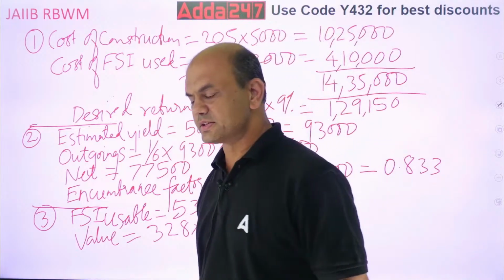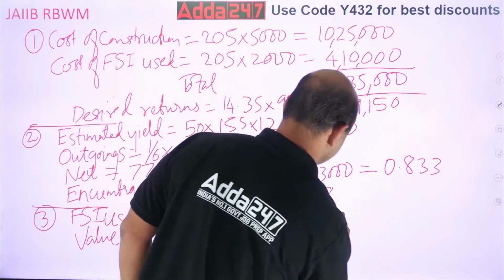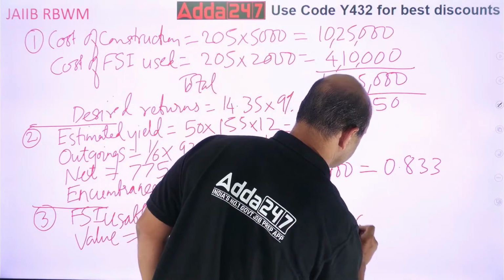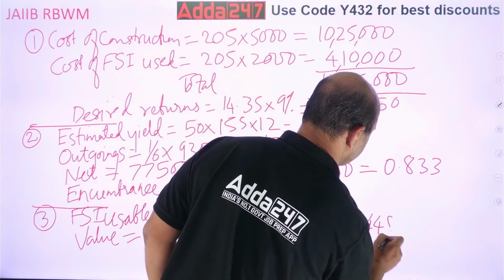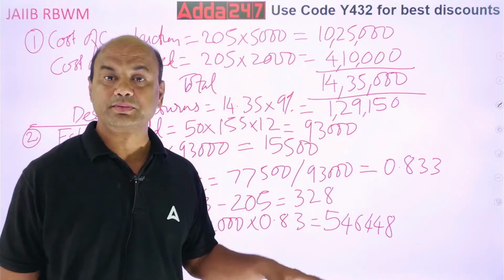Let me see the answer. How many of you have typed it? Everyone type it in the comment section. It is 546,448. That's what I am getting. Other students are also giving me 546,448. This is what we are getting with the encumbrance factor, meaning the value of the usable FSI.